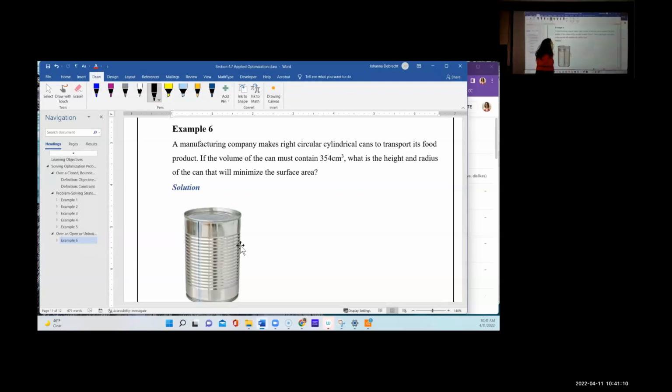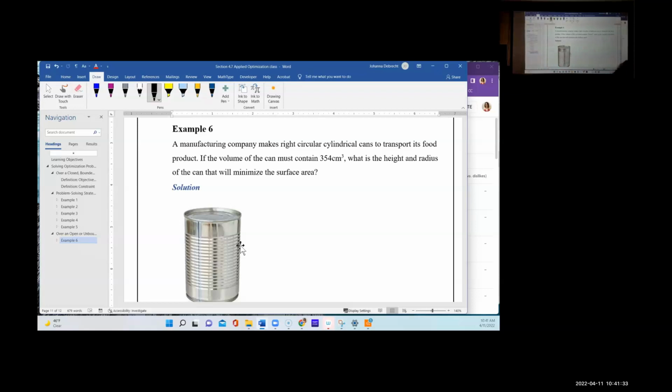So now what we're doing is we're looking at a manufacturing company that makes right circular cylindrical cans to transport its food product. If the volume of the can must contain 354 cubic centimeters, what is the height and radius of the can that will minimize the surface area?